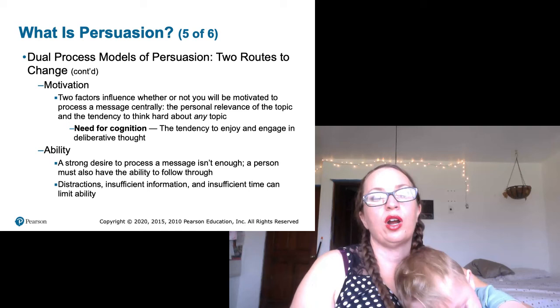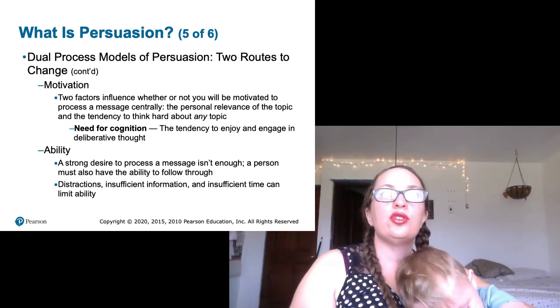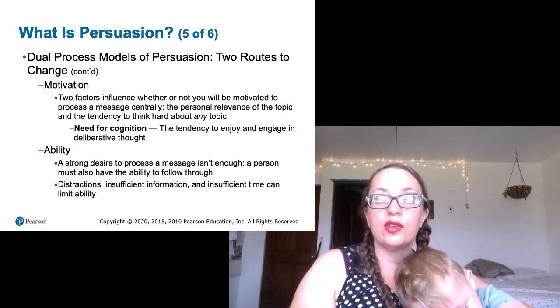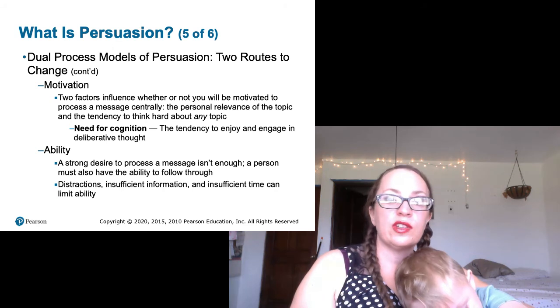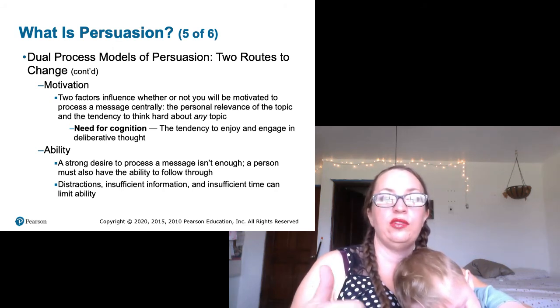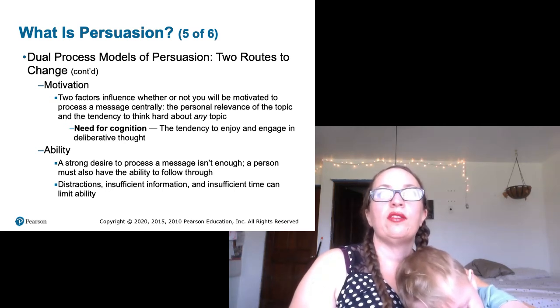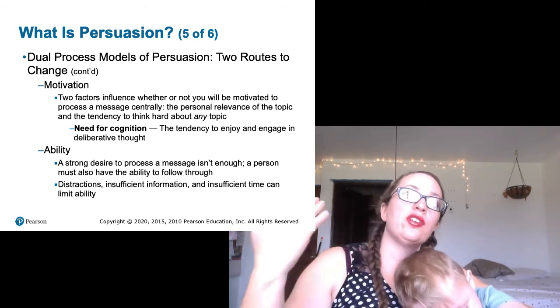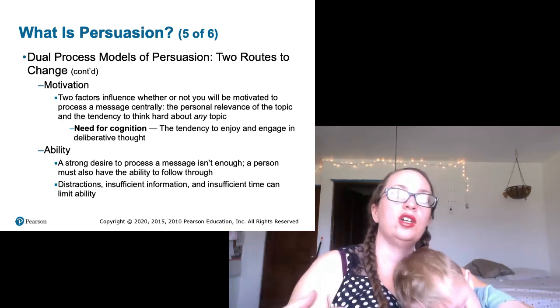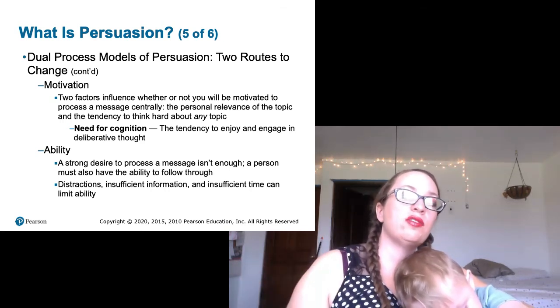Now, the dual process model assumes that individuals are more likely to think about the quality of arguments being used in a persuasive message when the content or focus of that message is personally relevant. Okay, so if it's personally relevant, the dual process model assumes you're more likely to think deeper about it. Individuals who have a high need for cognition, however, are motivated to think about issues and messages even when they're not personally relevant. And the higher their need for cognition, the more likely they are to give deep thought to everything, even if it's not important to them.